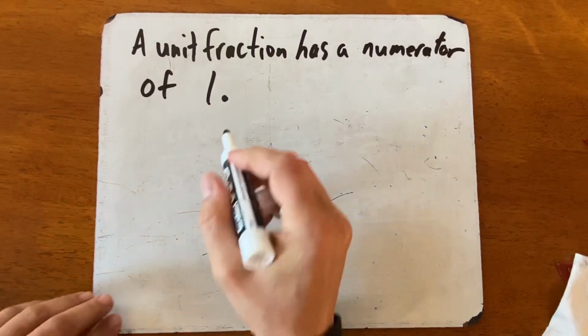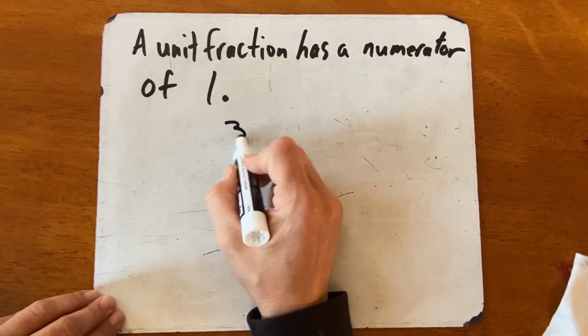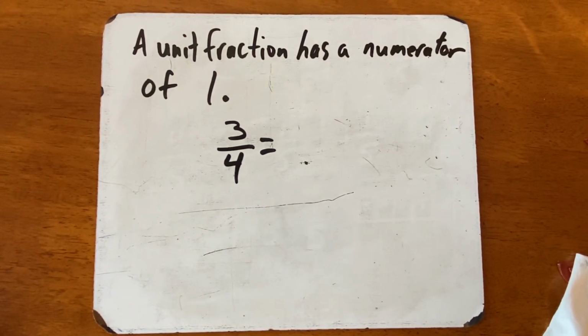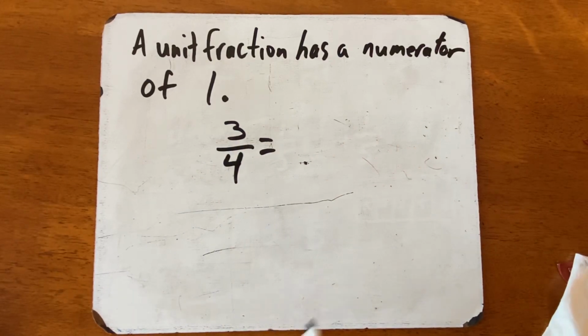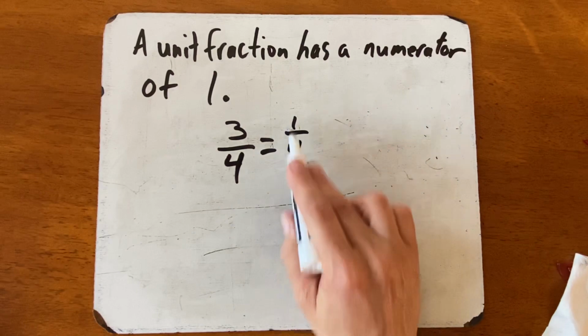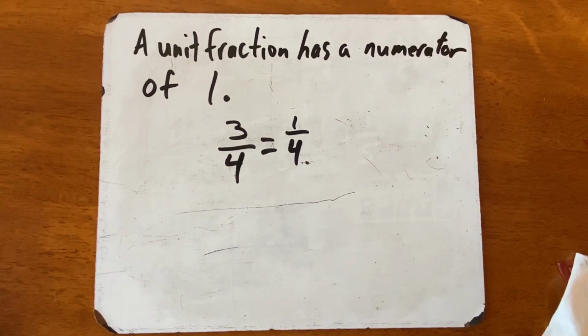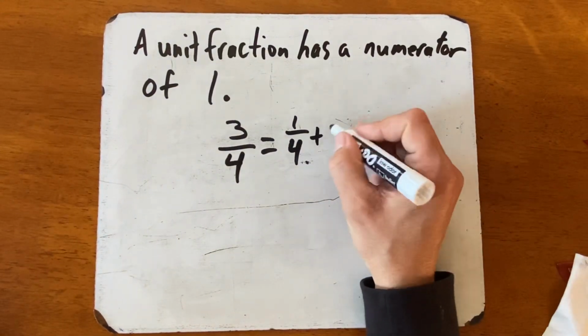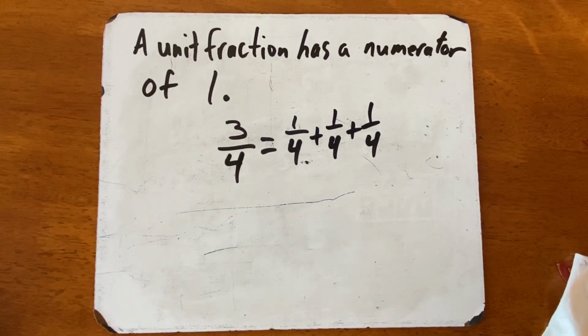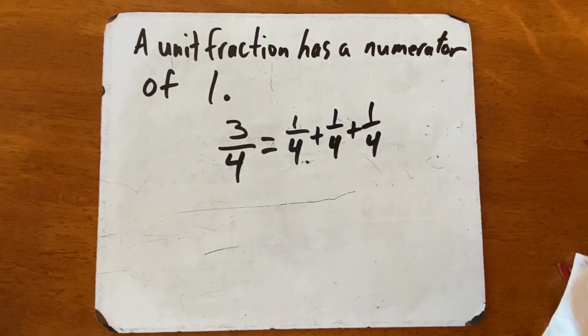Here's another one. Let's take 3/4, for example. Remember, unit fractions have a numerator of 1, so if I can break this down into 1 as a numerator, it'd be 1/4, right? Well, how many 1/4 do I need to get to 3/4? Raise your hand if you know. Good, I'm glad you know. That's right, we're going to add 1/4 plus 1/4 plus 1/4. What does that equal when you add them up? 3/4. Now let's do it as a multiplication problem.